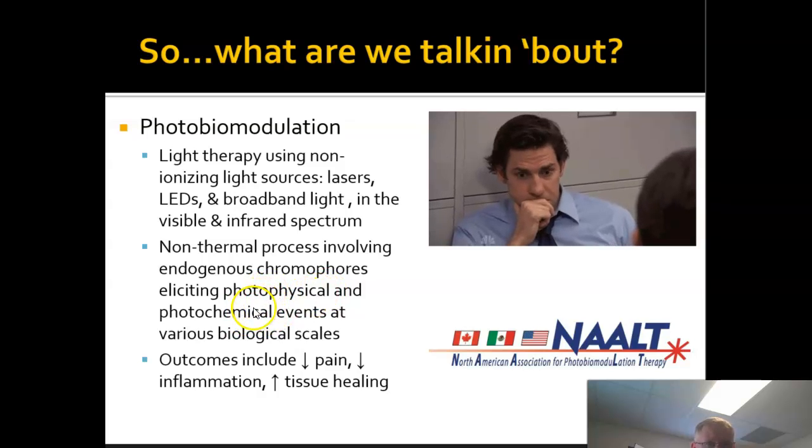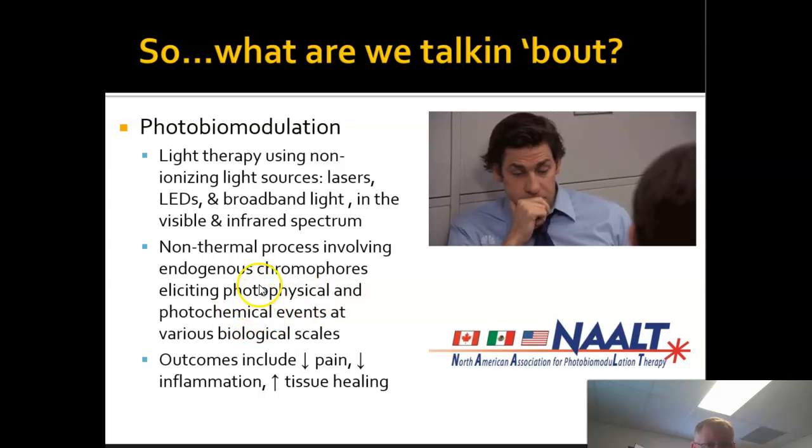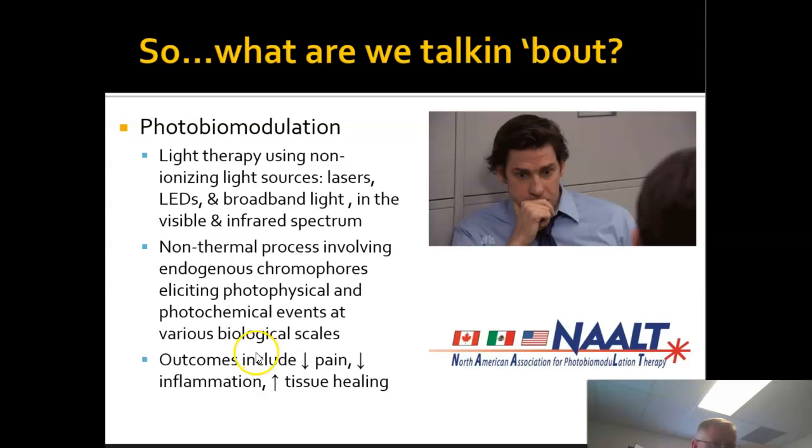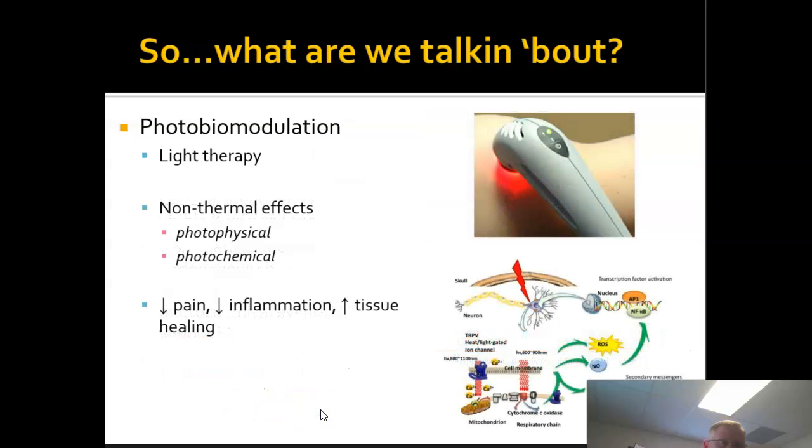There's photophysical, photochemical. So there's some kind of physical and chemical effects that are generated from our photon energy, and we're going to basically affect the biologic or the physiologic stuff. And these are the outcomes that we get. And so ultimately, when you break it down, it's not really super hard. It's a fancy word. It'll make you sound smart.